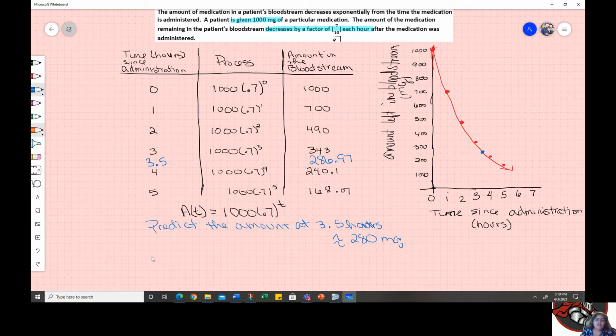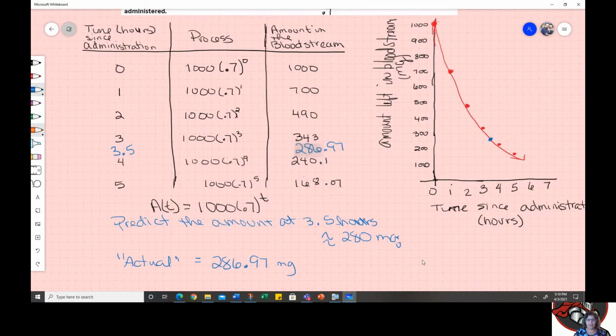All right. So the actual amount based on our equation is 286.97 milligrams. Now, I have actual in quotes there because remember, this equation is still a predictor. We don't know for sure that's going to be the exact amount, but that's on average what it would be.